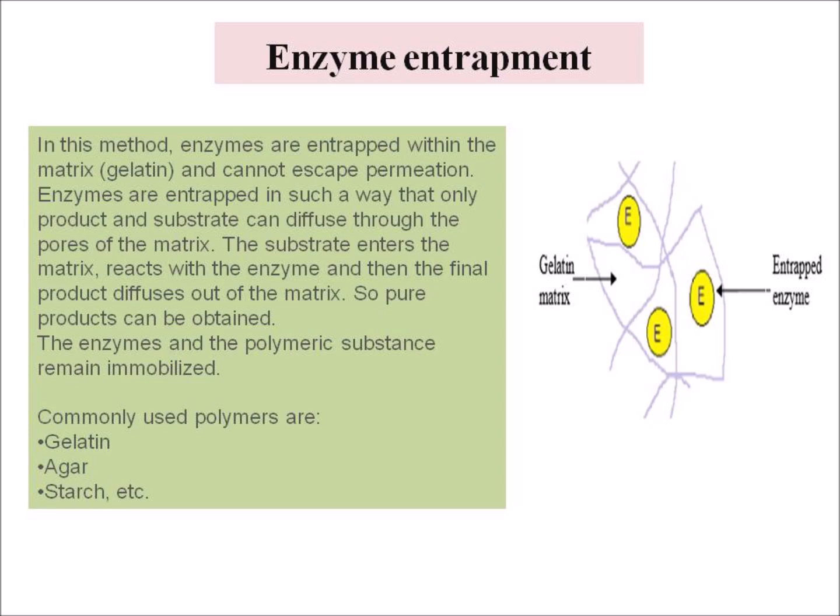Enzyme entrapment. Enzymes are entrapped within the matrix or gelatin and cannot escape permeation. Enzymes are entrapped in such a way that only product and substrate can diffuse through the pores of the matrix. The substrate enters the matrix, reacts with the enzyme and then the final product diffuses out of the matrix. So pure products can be obtained.